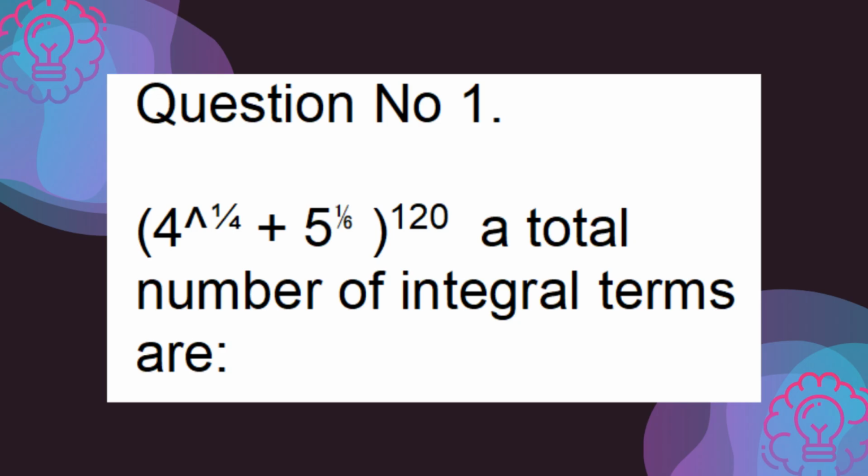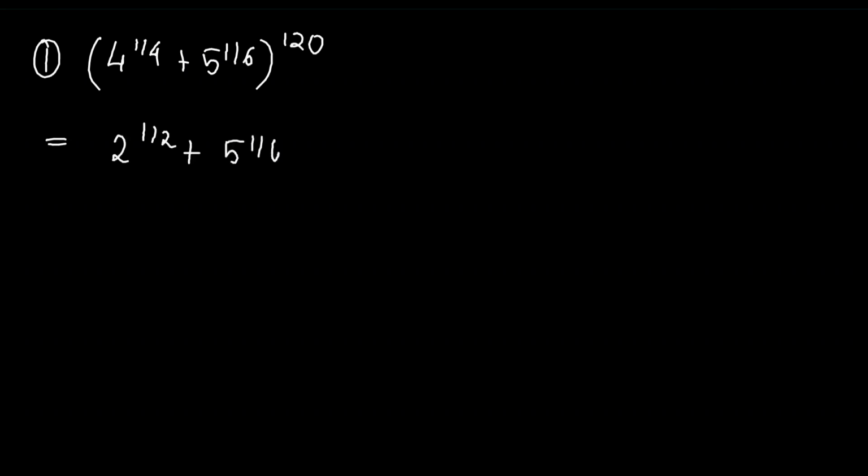So the first question gives an expression: (4^(1/4) + 5^(1/6))^120. In this expression, find the total number of integral terms. So at first we write this in a reduced form, that is (2^(1/2) + 5^(1/6))^120.